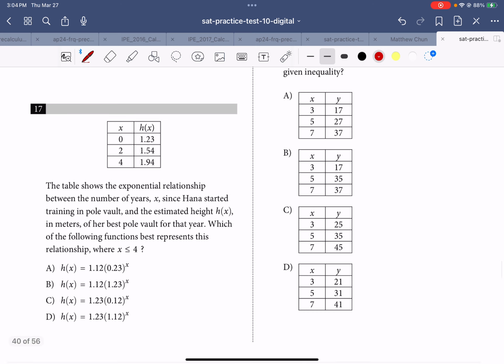Number 17, the table shows the exponential relationship between the number of years x since Hannah started training in pole vault and the estimated height of her best pole vault for that year, and which of the following functions best represents this relationship?